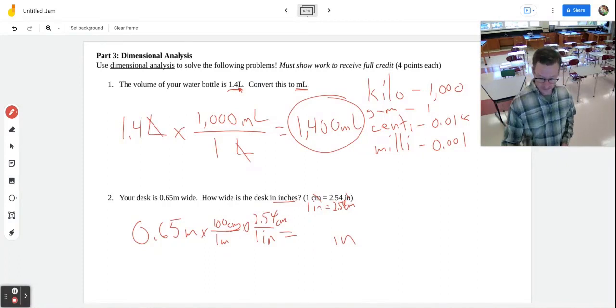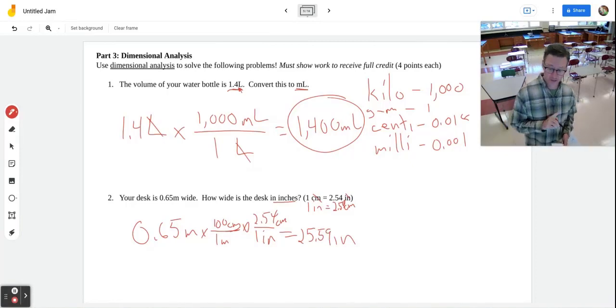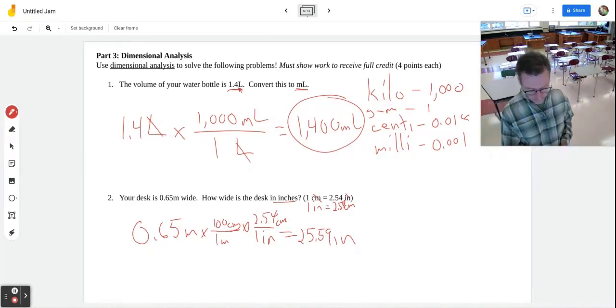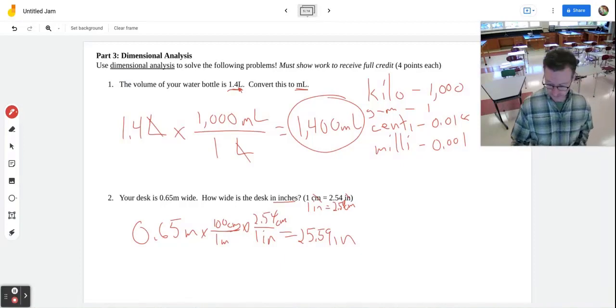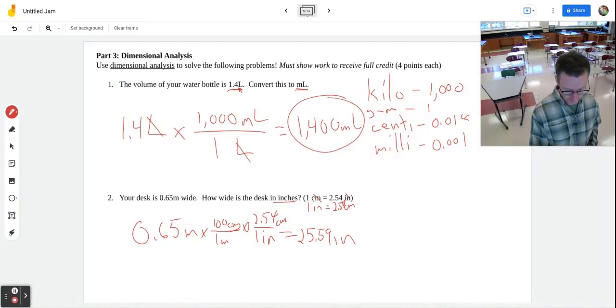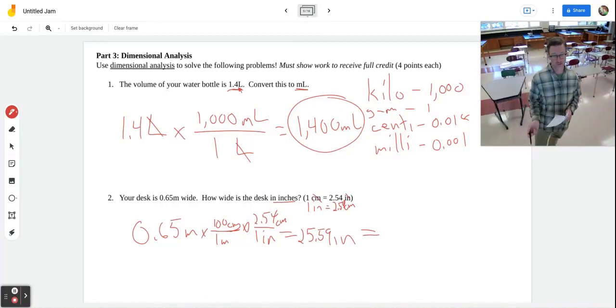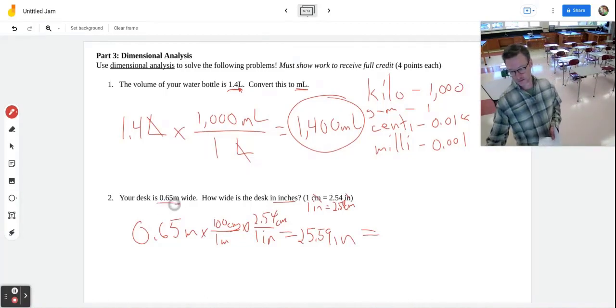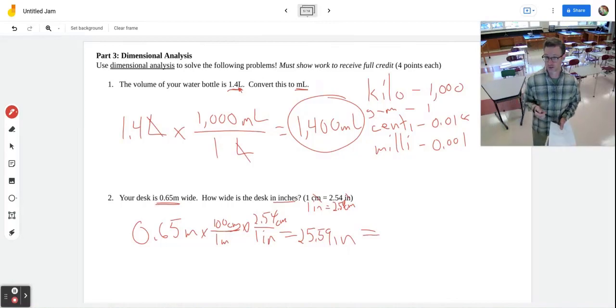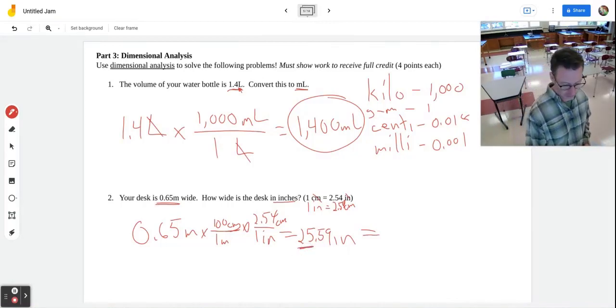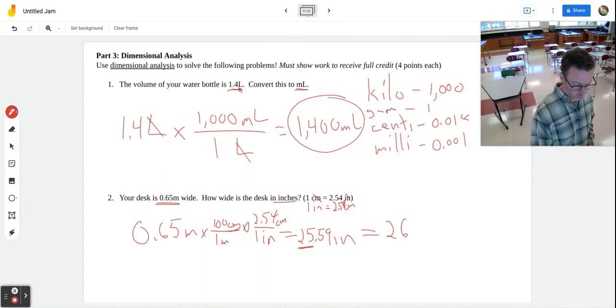25.59 inches. Now, the rule for rounding, this is all multiplication and division. So the rule for rounding in multiplication and division says my answer can't have more digits than the numbers I started with. The number I started with here has 2 significant digits. So my answer has to be rounded to 2 digits, which in this case would be 26 inches.